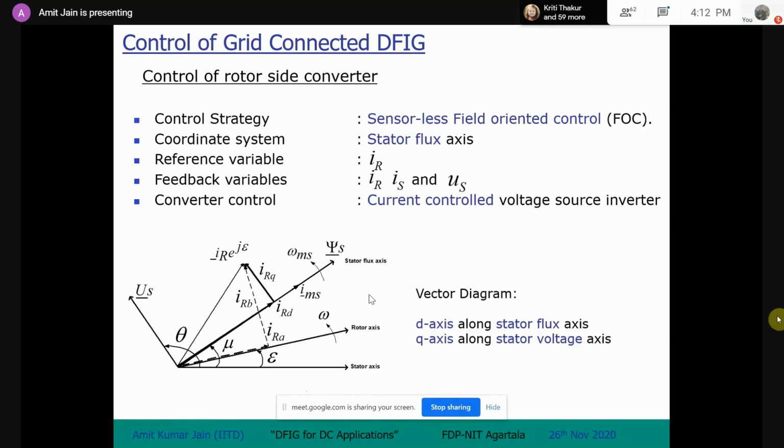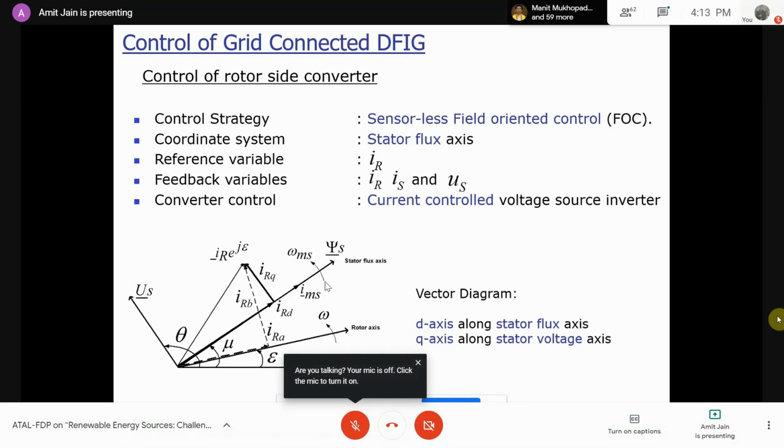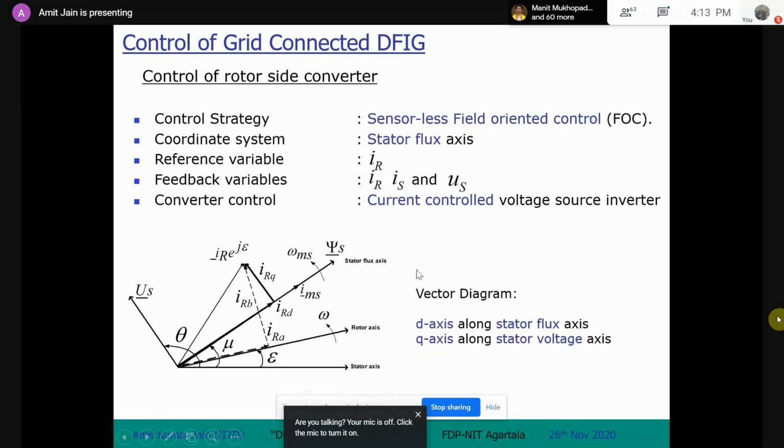So if omega s corresponds to 10 meter per second, and omega m is varying from 8 to 12, the omega r will vary by plus minus 2 hertz, plus minus 2 meter per second. So that is a varying frequency. So the frequency of this rotor current has to be that omega r.